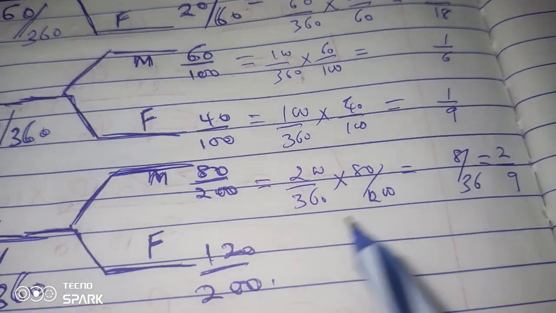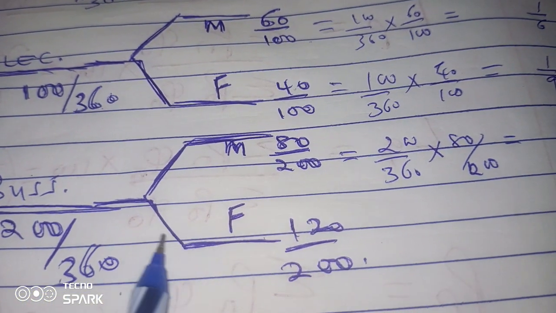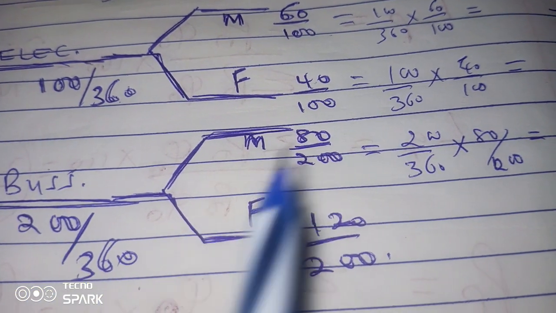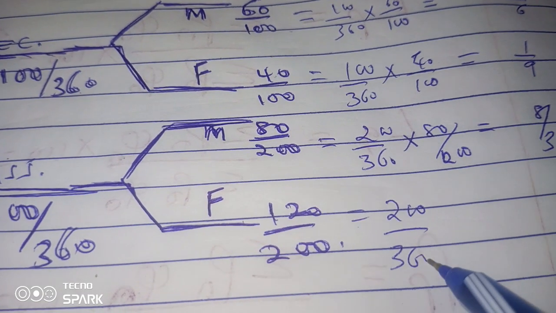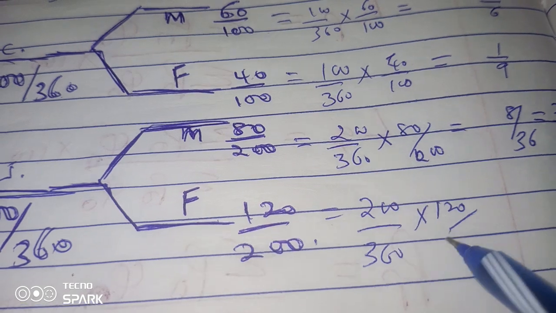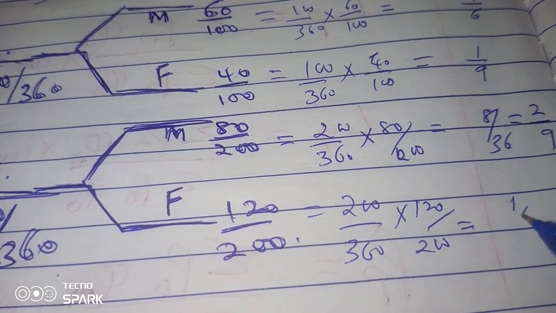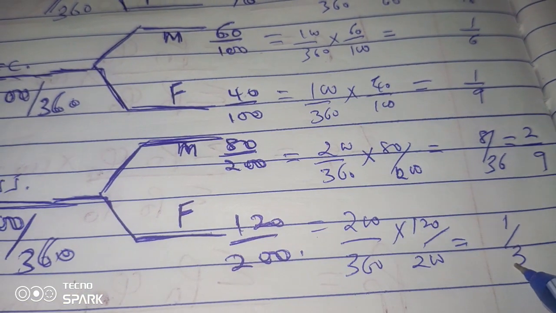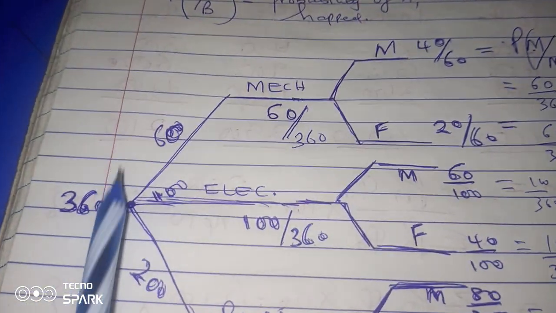Lastly, we shall have the probability of picking a female in the business department. Once again, we multiply the two probabilities, and this is given by 200 out of 360 multiplied by 120 out of 200. That becomes 1 out of 3, and that is the probability shown in the tree diagram.